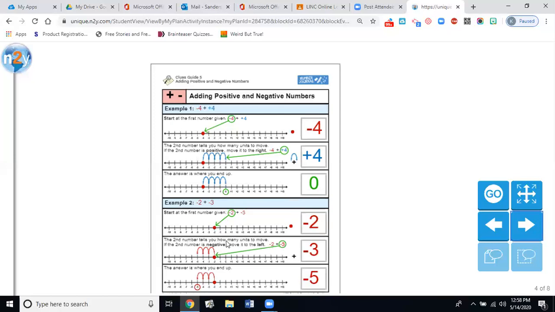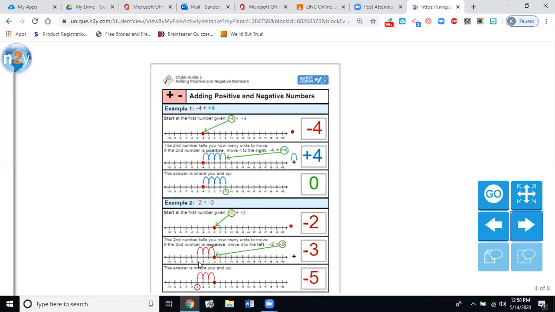The second number tells you how many units to move. Our second number is -3. If the second number is negative, which it is, move to the left. Okay, so -3. We're starting with -2. Let's move our point over 3. 1, 2, 3.